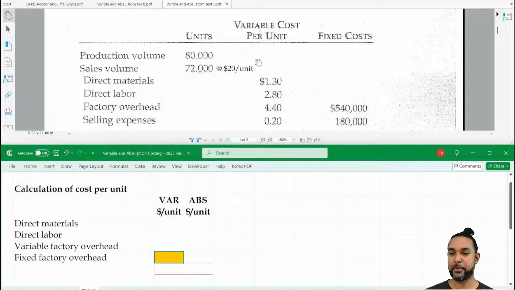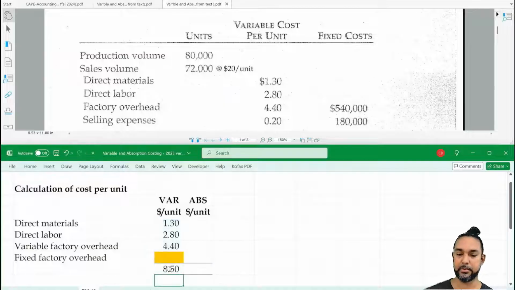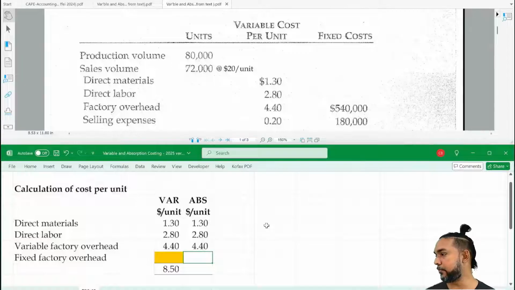Right, so direct materials, the variable cost there is 1.3, direct labor is 2.8, factory overhead is 4.4, and we don't consider fixed factory overhead under variable costing, so that's the end of all this. The total is 850. All right. Under absorption costing, we have the same direct materials, direct labor, variable factory overhead, right?